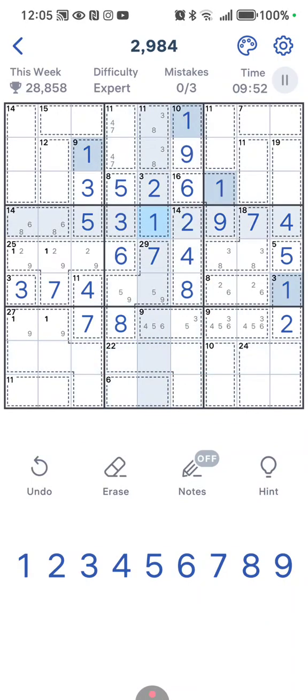So, what we got left over here? So, we've got 1, 5, and 9. So this is going to be 1 and 5. So, this has got to be 1. Oh, no. What? Can't be 1 and 5. What am I doing?